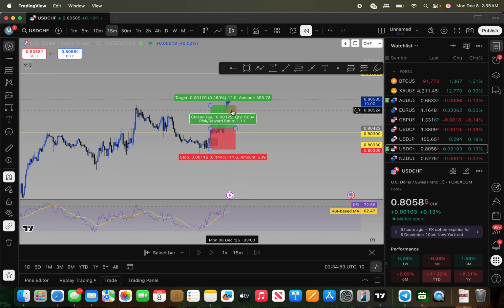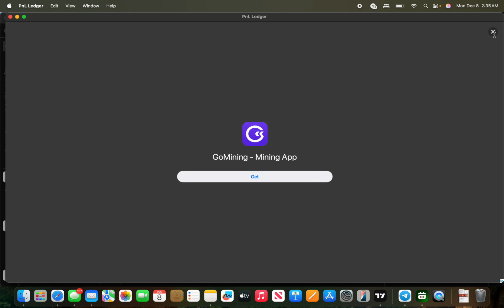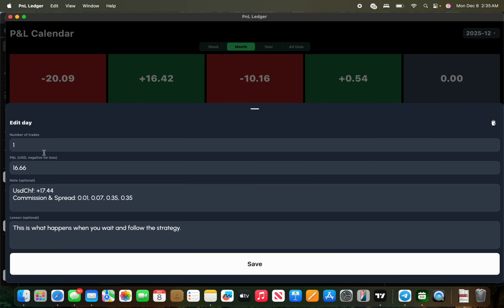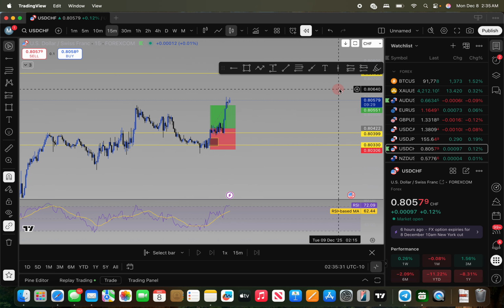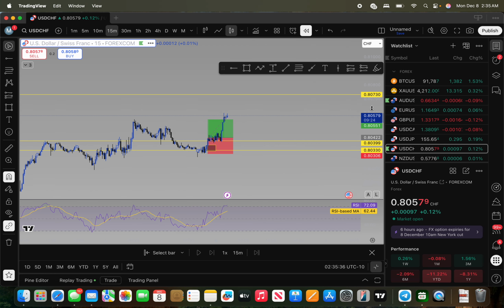It's a 1-to-1 risk to reward ratio, and we got $16.66 because of the commission and stuff like that. It's supposed to be $17.44, but because of the spread and the commission, it's $16.66. So yeah, that's basically how I won this trade.